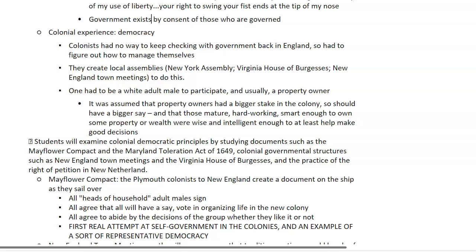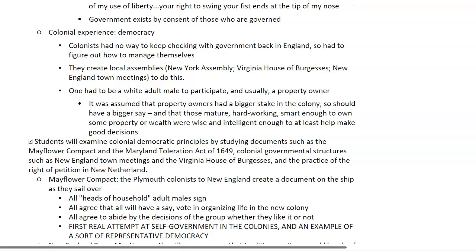Plus. So they start to take it upon themselves: we've got to organize stuff here. How do we do that? And they start to come up with systems. In New England, they have that village town meeting. In New York, they start to have this colonial assembly where they elect representatives from the counties. In Virginia, the big landowners in each county elect representatives to the Virginia House of Burgesses.